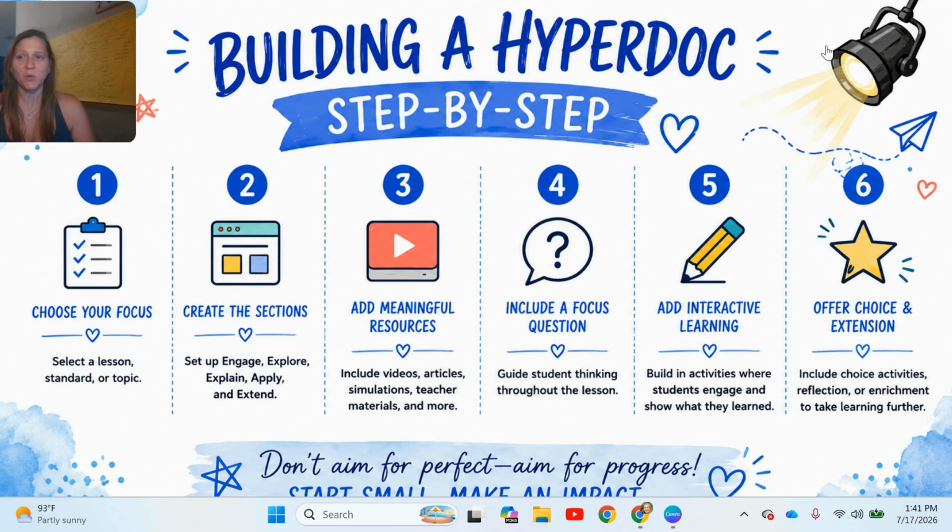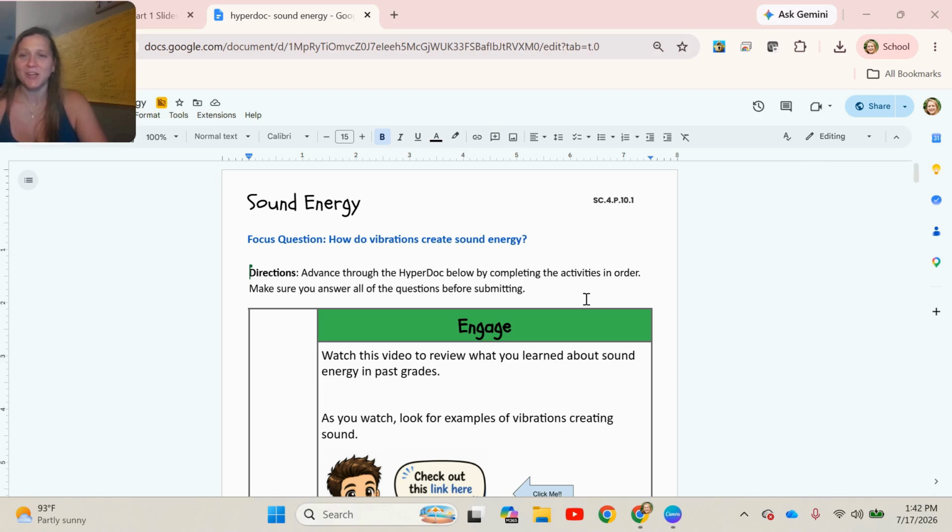And 6, you're going to want to offer choice and extension. I like to extend the HyperDoc beyond the computer by having students then go back to their seats and write something in a journal or complete a task. This way it helps them to take their learning even further. Let's get started by looking at what a HyperDoc actually is.